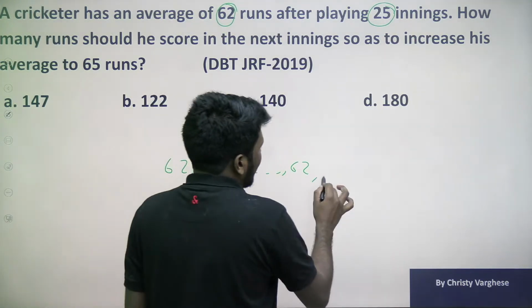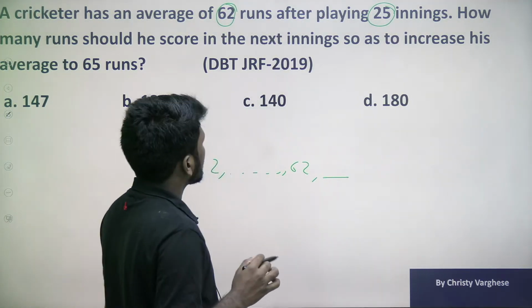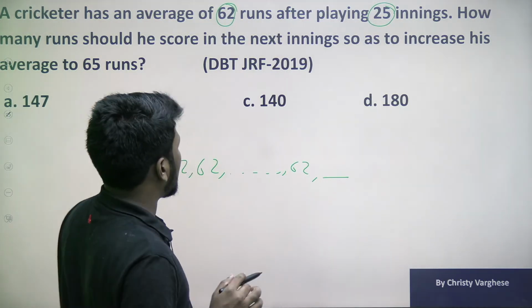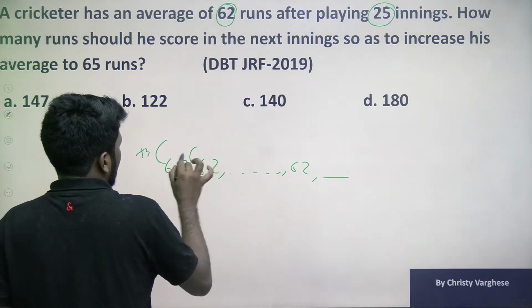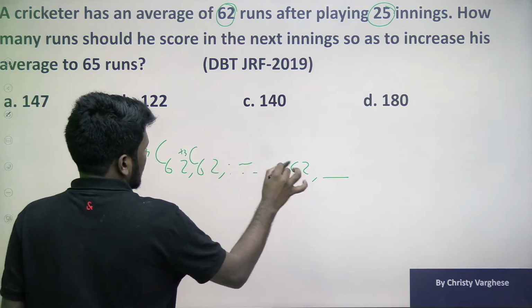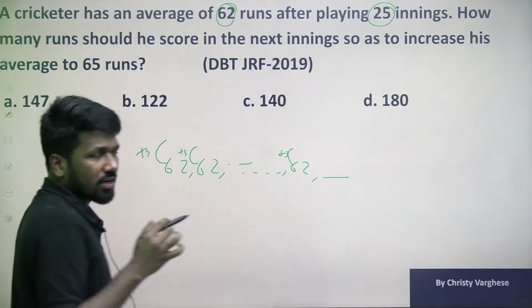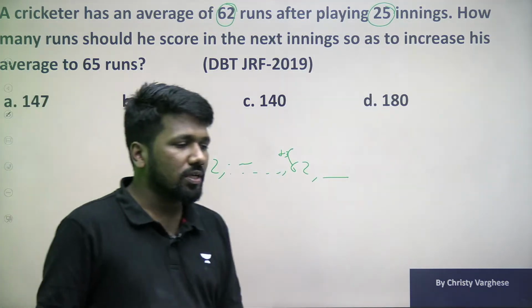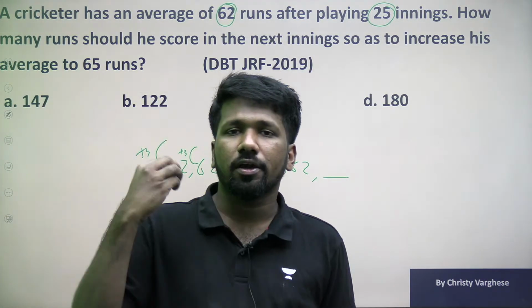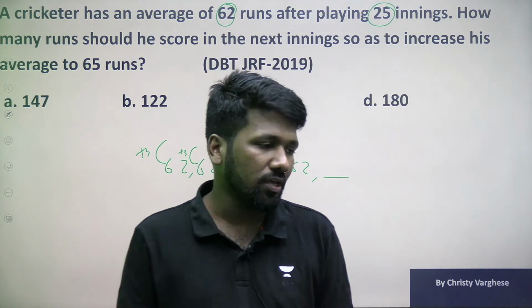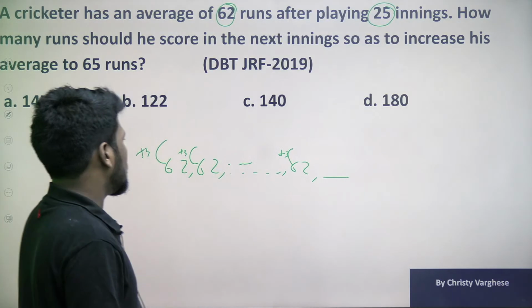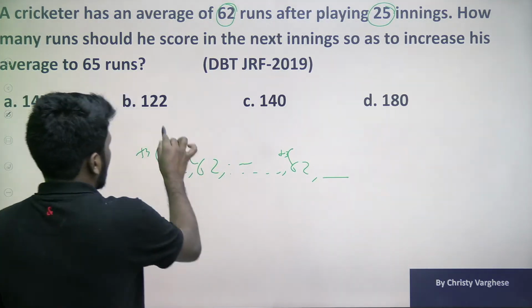Now we need to add a value so that the new average will become 65. So if all observations are added by 3, the average will also be added by 3. If all observations are added by a common number, average will also be added by the same common number. This is a property you are learning in the average chapter. So you need to make 65 now.